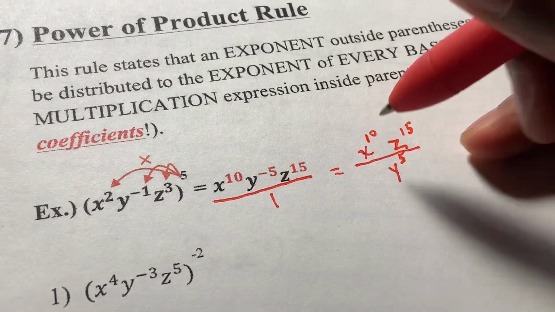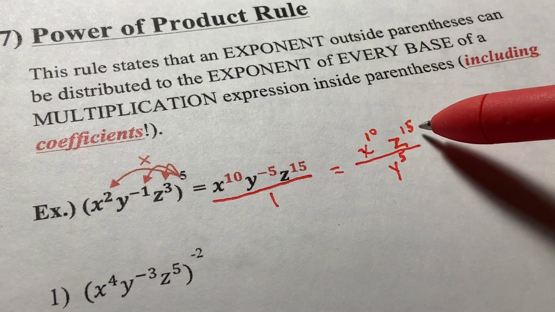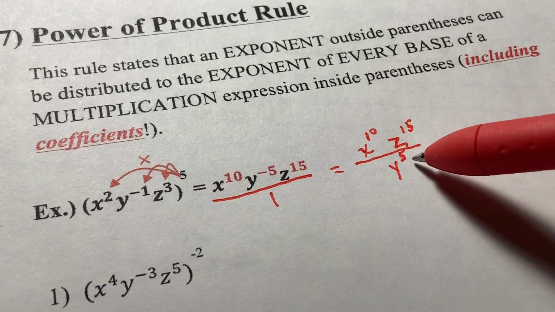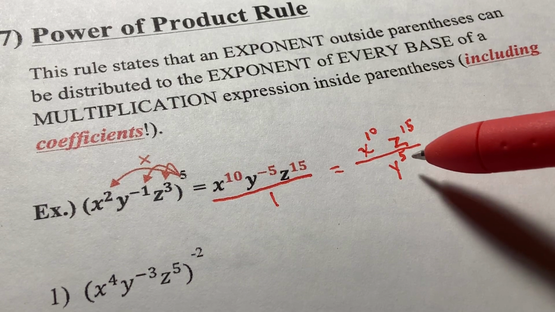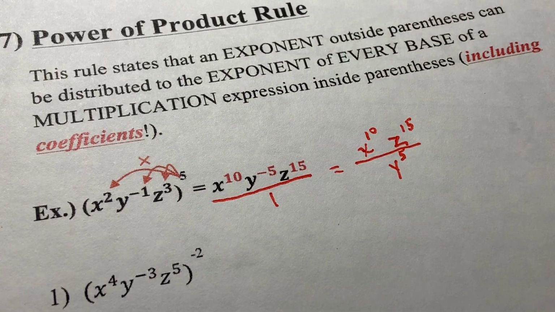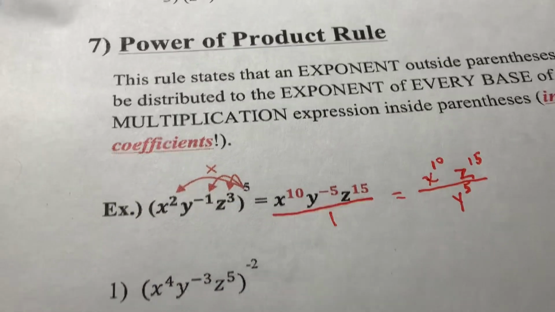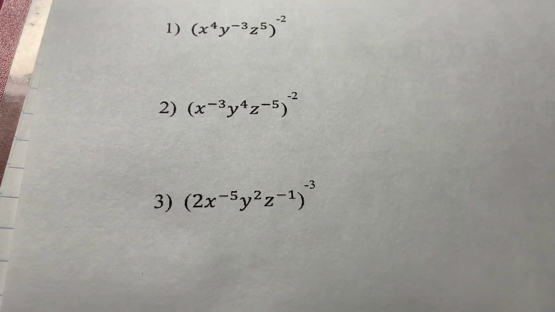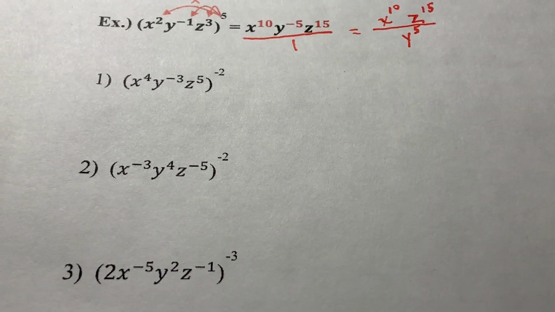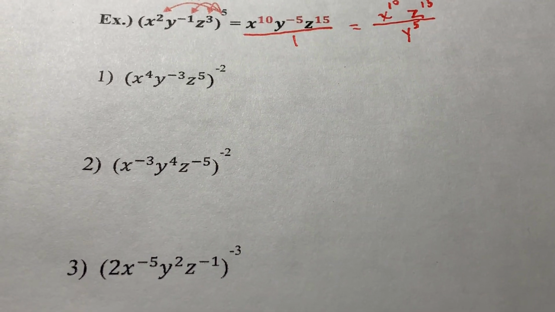And there's my answer. X to the 10th power, z to the 15th power over y to the positive 5th power, because we dropped it from the top of the line to the bottom of the line. There it is. Okay, ladies and gentlemen, there it is. Now, you will do these 3 problems yourself, okay, for classwork. 1, 2, 3. All right?